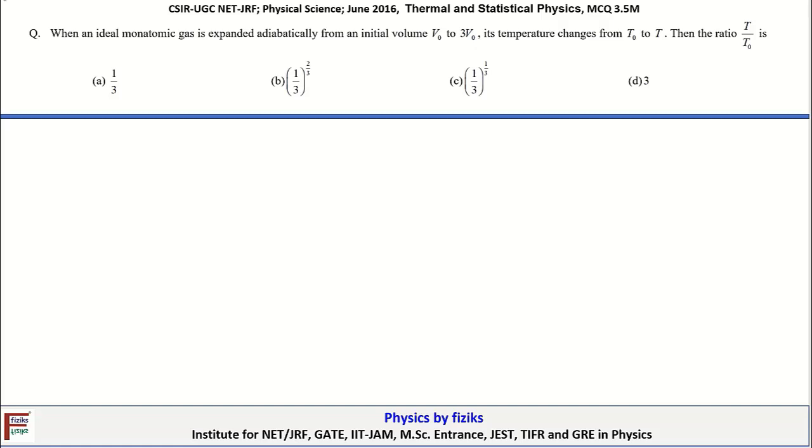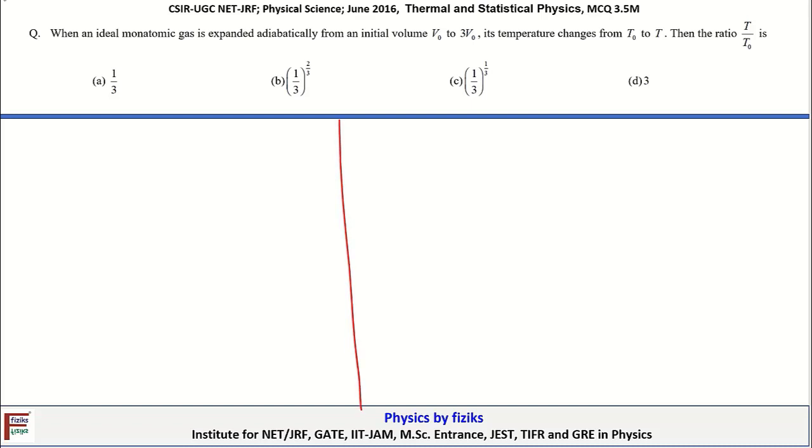Let's take a look at the next problem. It is basically related to the adiabatic expansion of a gas. The statement is: when an ideal monatomic gas is expanded adiabatically from an initial volume V0 to 3V0, its temperature changes from T0 to T. Then the ratio T by T0 is, okay, so let's try to solve this problem.